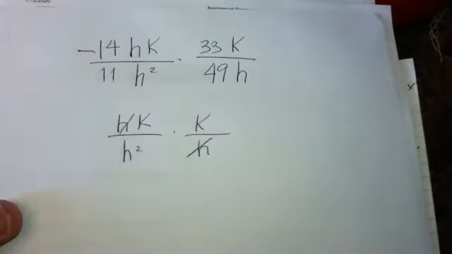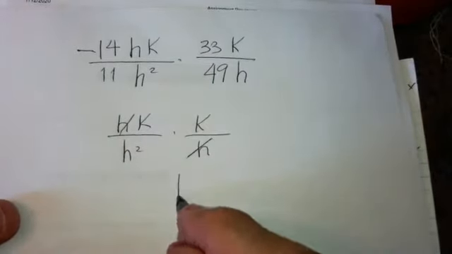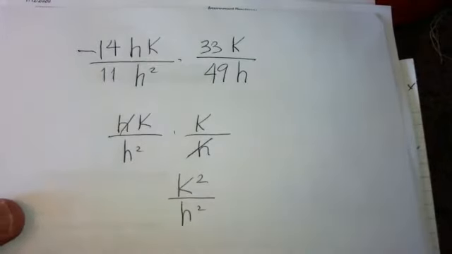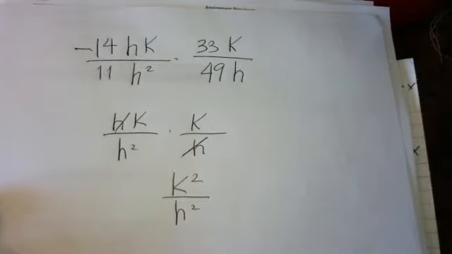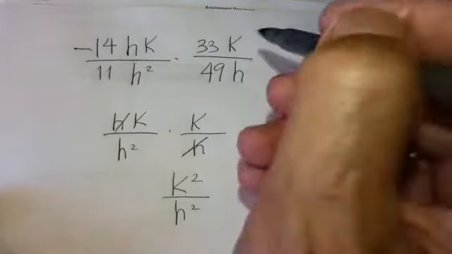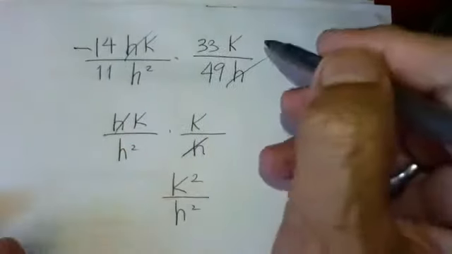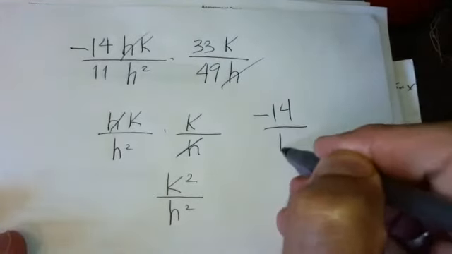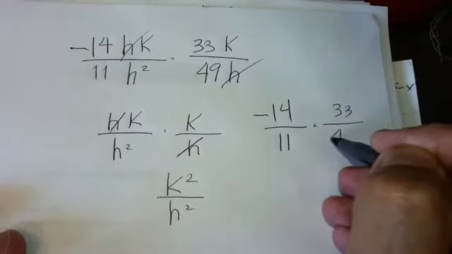H and H cancel. K times K is K2 over H2. You see? Now let's worry about the numbers. You have negative 14, 11, 33, 49.